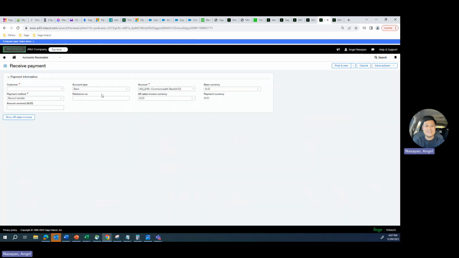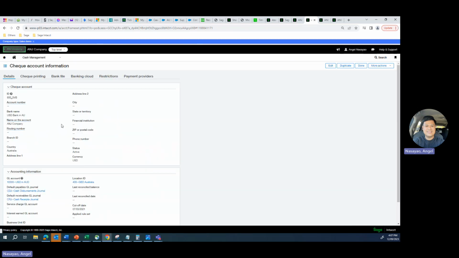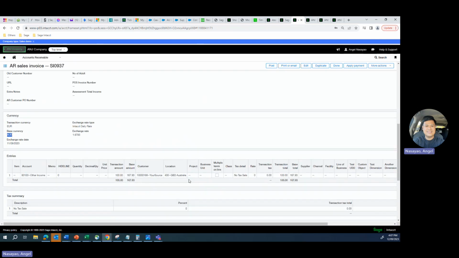So if I select this one here, bank account, so this is for 800 SVB, right? Let me just click on view again, just to make sure. So this is a USD bank account for 400. So 400 is actually AUD, so you can see here, 400 is AUD based currency.